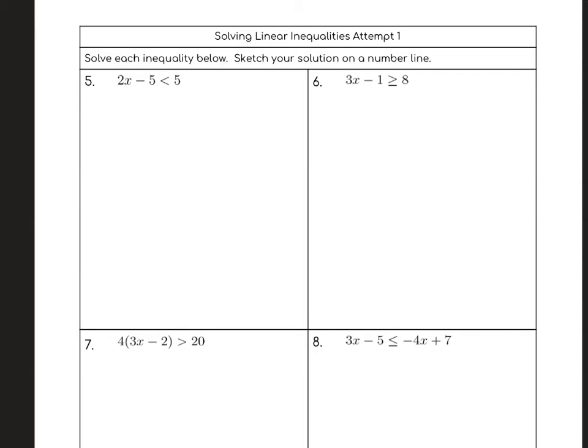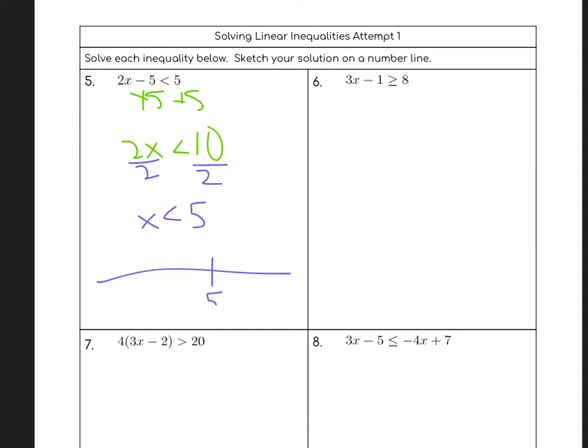So let's see, I'm going to go ahead and add 5 to both sides of my inequality. So that's 2x less than 10. And then I'm going to divide by 2. So x is less than 5. So I go to 5, I draw an open dot, and less than, so I go to the left.